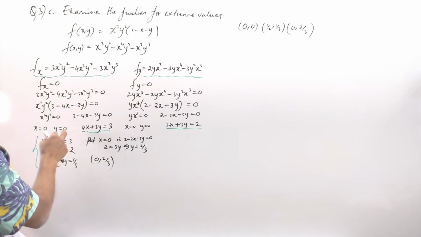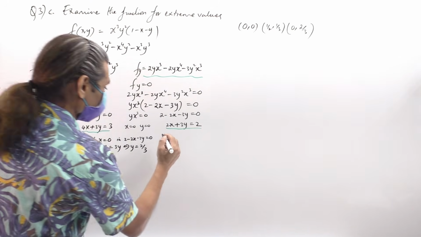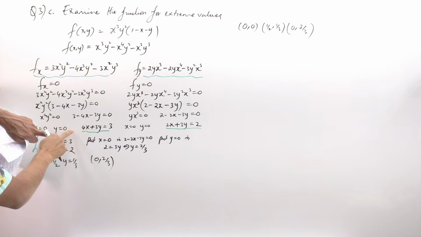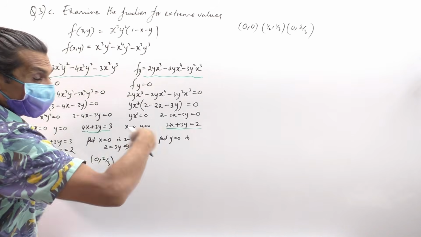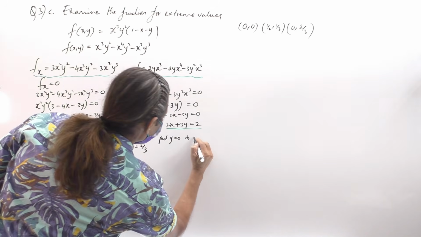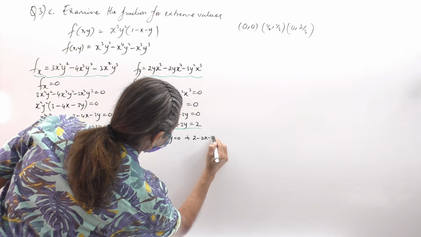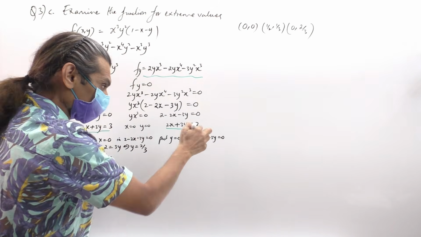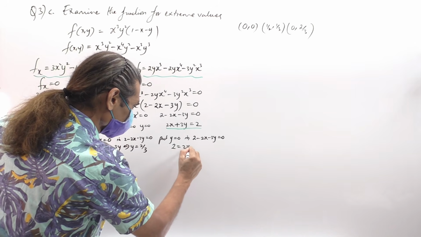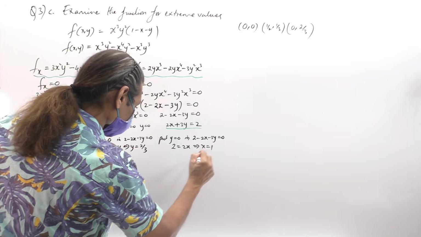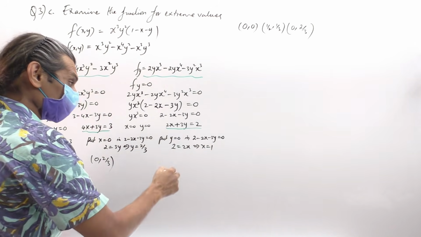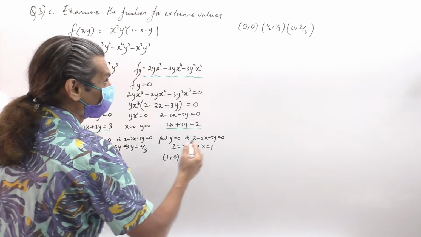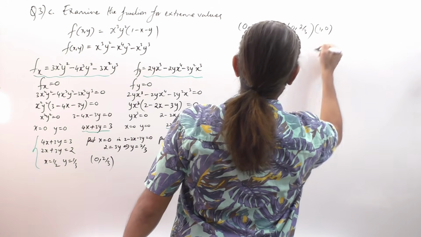Again, I'll put y is equal to 0 in 2 minus 2x minus 3y is equal to 0, to get the corresponding pairs. If I put y is equal to 0 here, 2 is equal to 2x, which implies x is equal to 1. That means for y is equal to 0, I get x is equal to 1. So one more pair is (1, 0).